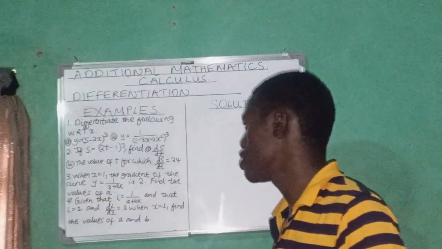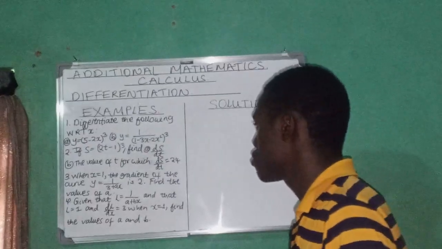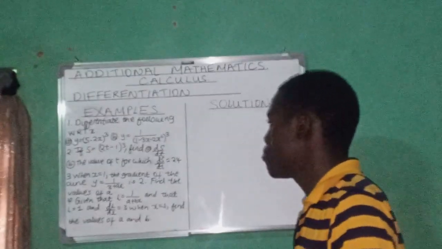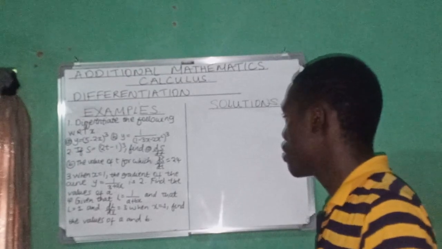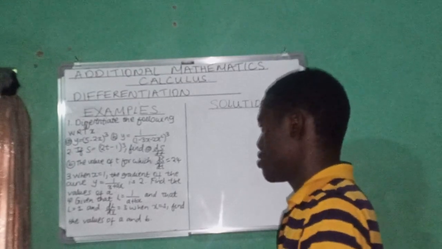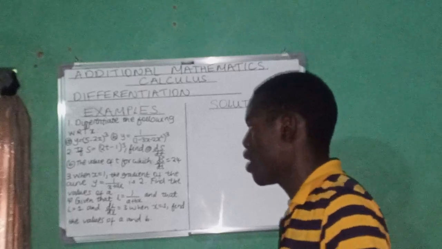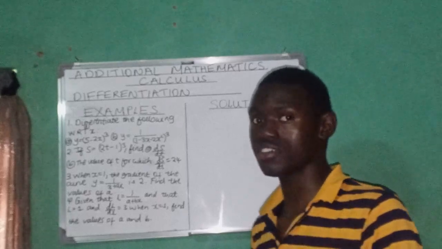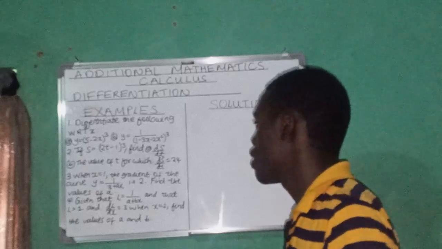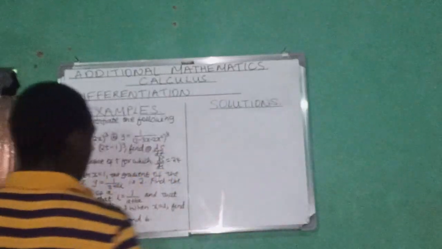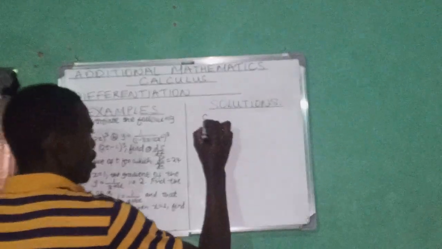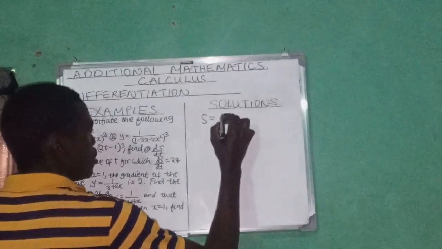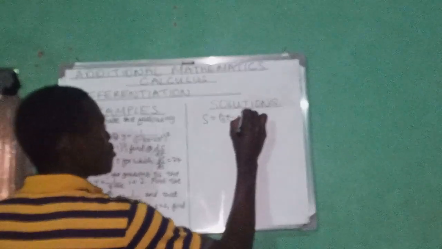We have the question: if s is equal to (2t minus 1) raised to the power 3, find a) the ds/dt, then b) the value of t for which ds/dt is equal to 24. Let us start by writing first of all the function s is equal to (2t minus 1) raised to the power 3.